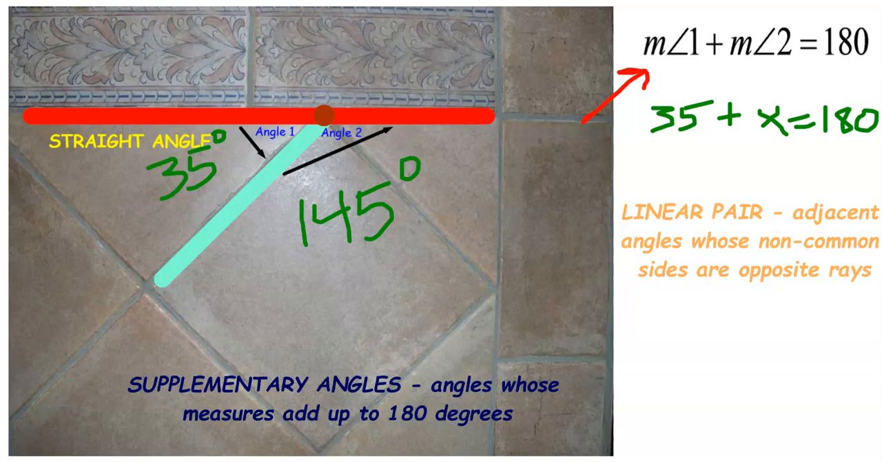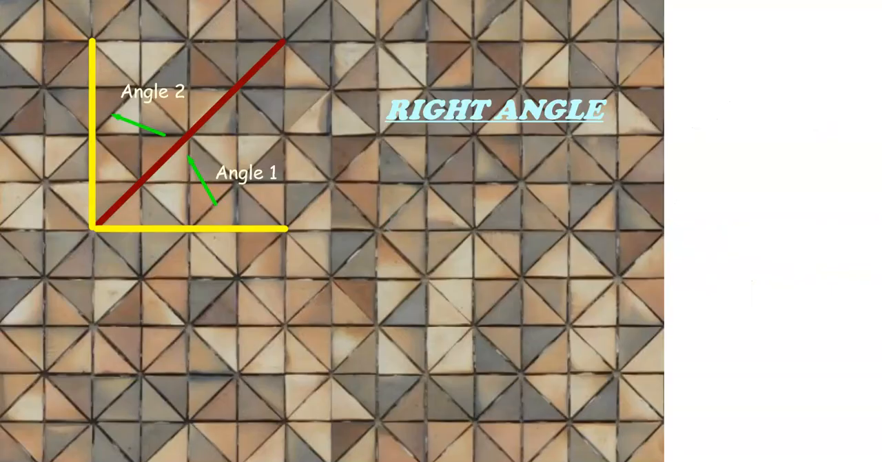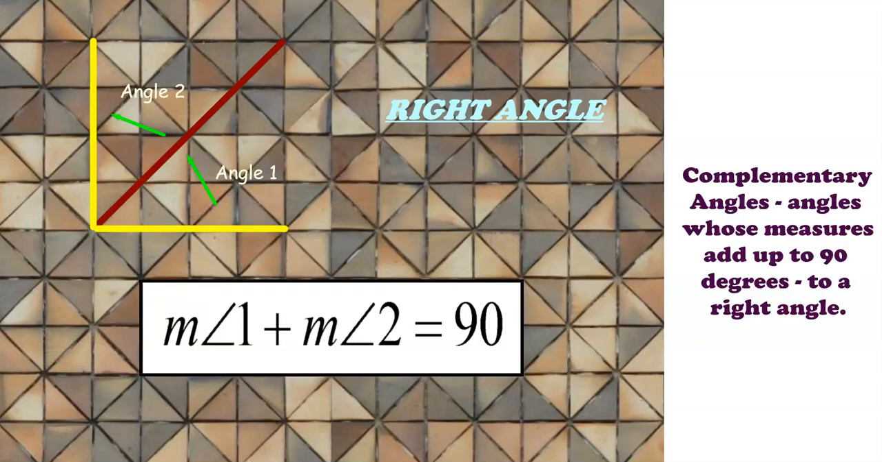Now, if two angles are adjacent and they add up to another common type of angle, maybe they can add up to a right angle. They don't even need to be adjacent angles necessarily to add up to the same number of degrees as a right angle. In this case, angle 1 and angle 2 are adjacent angles. They share a vertex, they share a common ray, and their non-common sides are perpendicular. In this case, we call those complementary angles, angles whose measures add up to 90 degrees or to a right angle. And the measure of angle 1 plus the measure of angle 2 is 90 degrees.